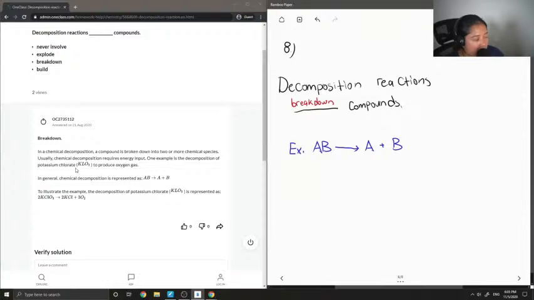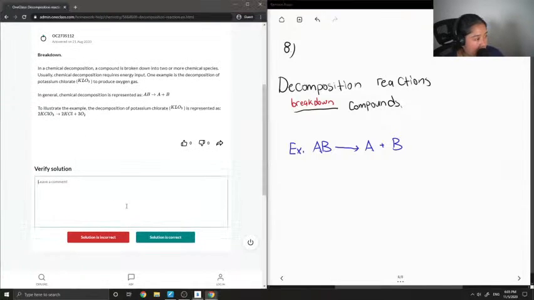To illustrate the example, the decomposition of potassium chlorate, they wrote the symbol wrong, is represented as 2KClO3 makes 2KCl plus 3O2. Yep, so this solution is correct.